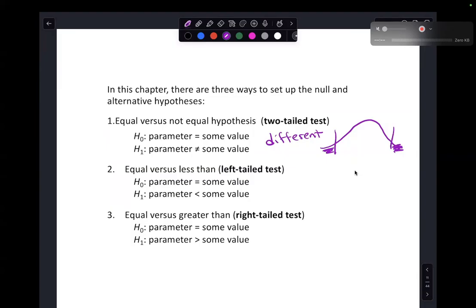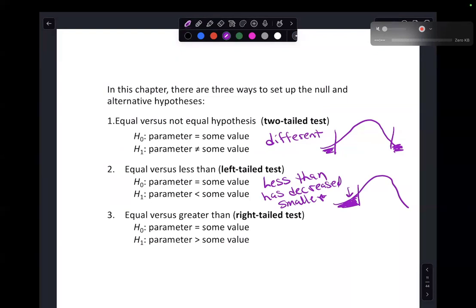A left-tailed test is going to say something like less than, or it might say has decreased, or it might say smaller. It's going to have words that indicate less than, or that it's smaller than, or it's gone down. So if I was to draw my normal curve for a left-tailed test, I'm looking for, does my alternative hypothesis land out here? That probability, does it land down there in the less than area?